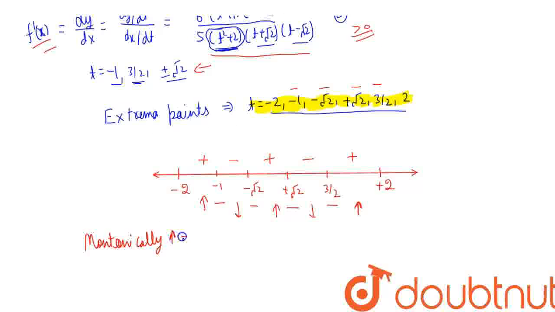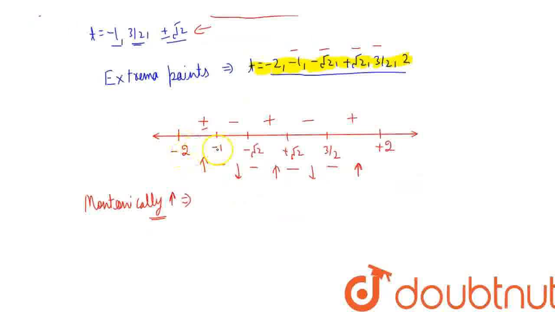So here we have the monotonically increasing nature. In this range from minus 2 to minus 1, our f dash x function is always going to be positive, because here we have the positive sign. Since whenever f dash x is positive, our function is monotonically increasing in that range. So from minus 2 to minus 1 we have monotonically increasing nature, in the range from minus root 2 to plus root 2 we also have monotonically increasing nature, and in the range from 3/2 to 2 we also have monotonically increasing nature.